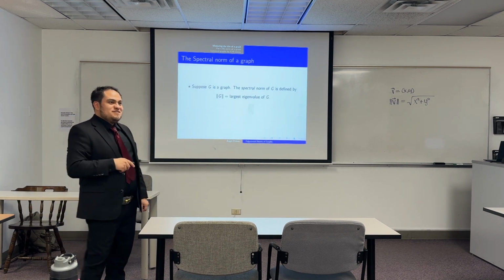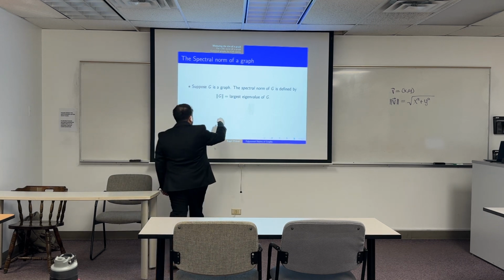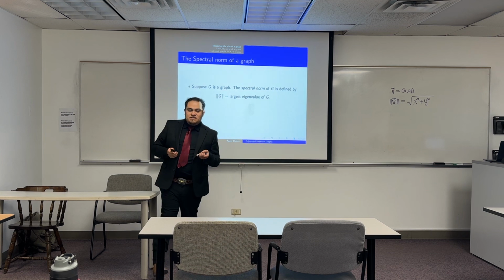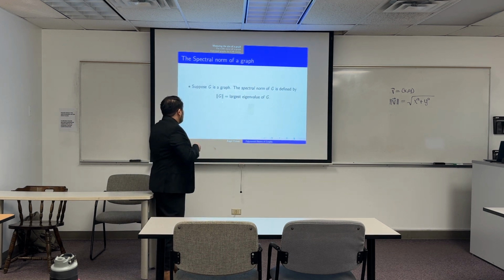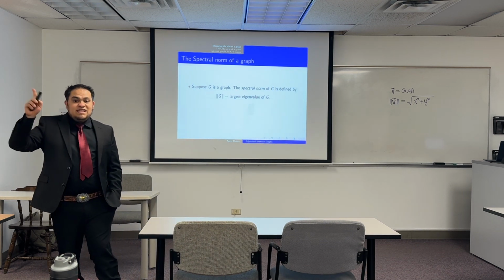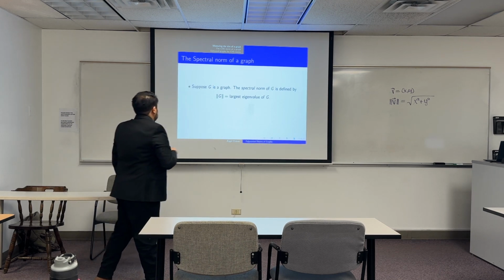double bars like this. So when you see this notation, it just means the size of the graph. Just think about it in that regard. So the size of the graph is the largest eigenvalue of the graph. So that gives us one notion of length for graphs, or size of graphs. And this is called the spectral norm.